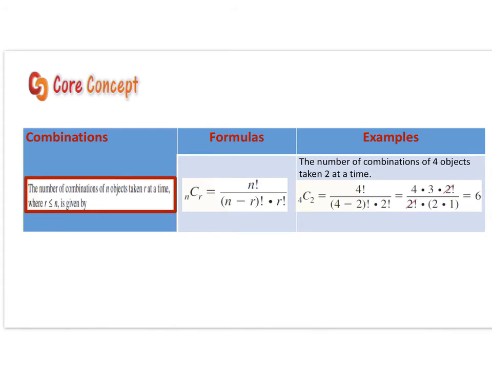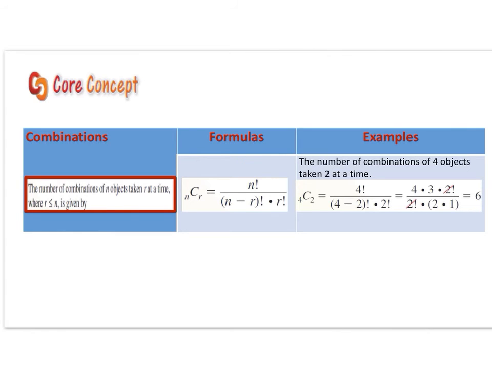The number of combinations of n objects taken r at a time, where r is less than or equal to n, can be given by, now we're dealing with a capital C for combinations, and then n is the number of objects, and then r is the taken number. So given n objects taking r objects.